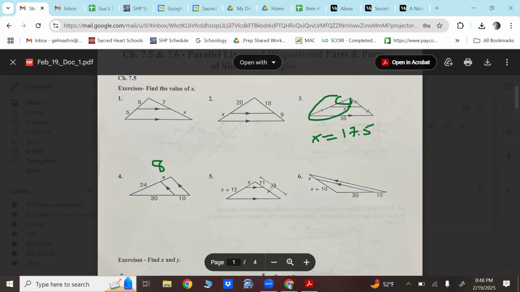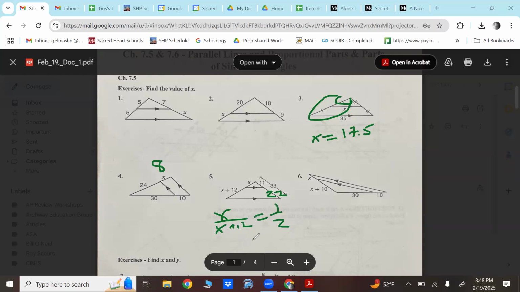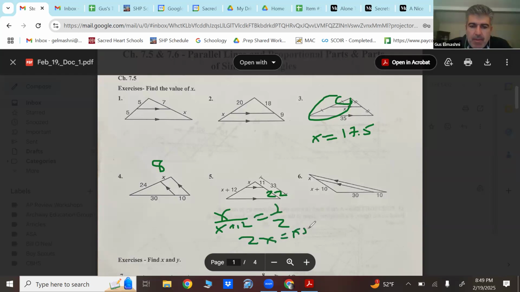If that's 11, that's 22, right? Because you have 33 for the big side and the right side. So that's clearly a 1-to-2 ratio. So x over x plus 12 must also follow a 1-to-2 ratio. 2x equals x plus 12. Well, x equals 12.